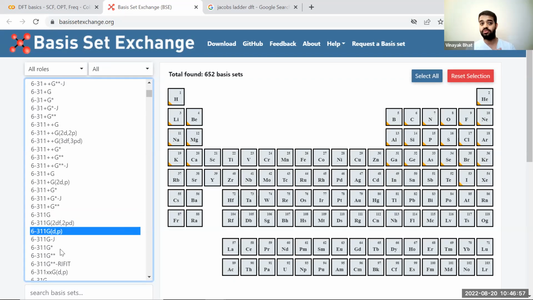There are different ways of doing it, but these two basis sets are essentially the same thing. D is adding d orbitals to p orbitals, and P means you're adding p orbitals to s orbitals. That's only for the hydrogen part of it. So I would see which of them is involved over here, and I would just use that.